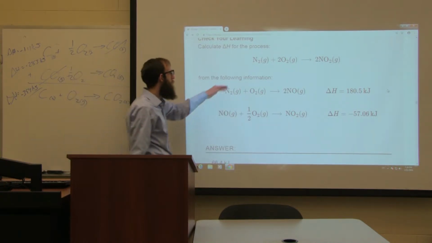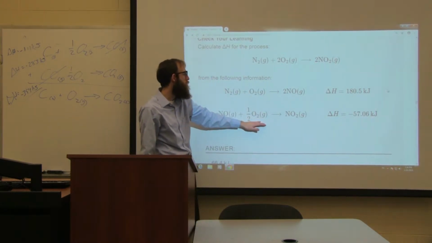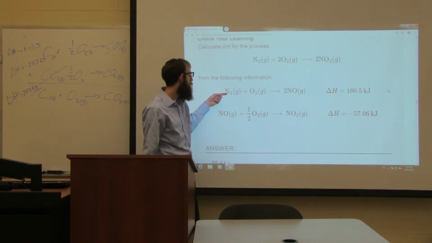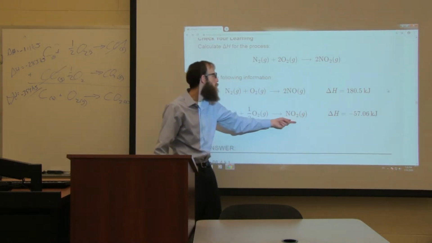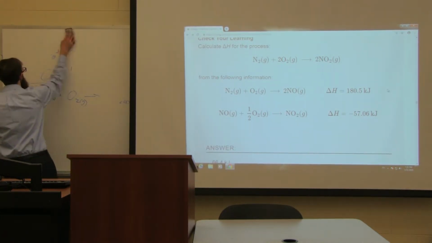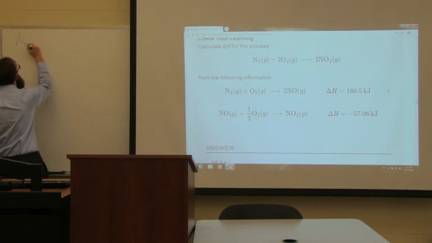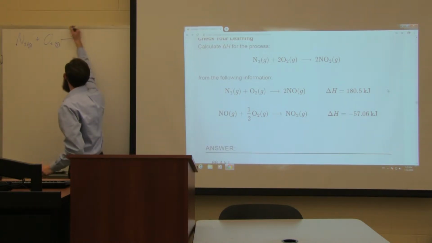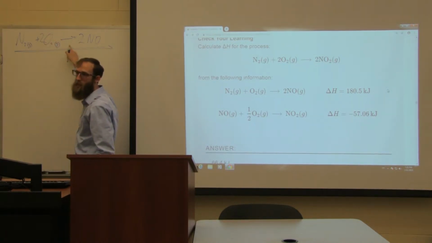So, a second example, this is a check your learning problem here. If we want to calculate delta H for this process, knowing these pieces of information, well, we have to be able to make this from these equations. We've got 2NO, NO, 1/2 O2, we've got NO2. Well, we want 2NO2, so we know that we have to multiply this by 2. So let's try to draw this out. N2, and this is a gas, plus O2, which is a gas, goes to 2NO. This is what we're wanting to get. N2 plus 2O2 as a gas goes to 2NO2 as a gas.